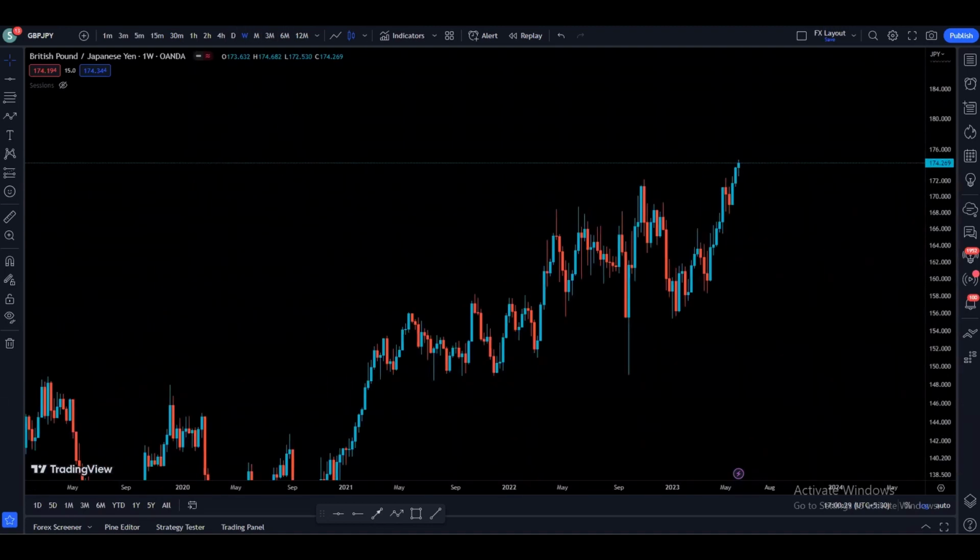On the weekly time frame, we can see that the price is bullish as well because we are making higher highs and higher lows. So as we can see, we created a high, higher low, high, higher low, and then we broke the previous high. And right now the price is moving up. So again, we don't know where the potential higher high is going to be.